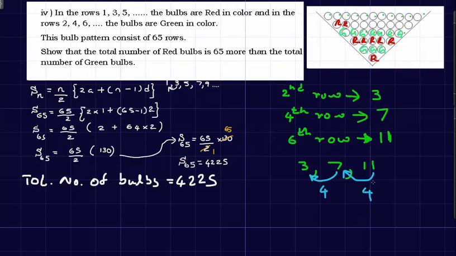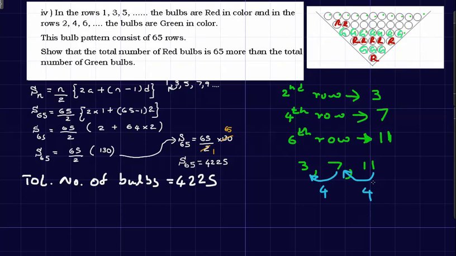When you take the number of bulbs in the even numbered rows and write them as a sequence, that forms an arithmetic progression. So how would you find the total number of green bulbs? You can use the formula for arithmetic progressions.